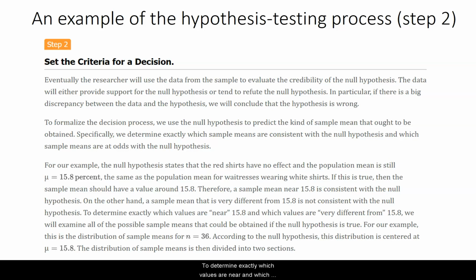To determine exactly which values are near and which ones are very different from, we're going to examine all of the possible sample means that could be obtained if the null hypothesis were assumed to be true. And that's going to be in a distribution of sample means, of course. For our example, this is the distribution of sample means for n equals 36 misogynistic tippers. And according to the null hypothesis, this distribution is centered at a mean of 15.8. So the distribution of sample means is then divided into two sections, likely or unlikely, if you will. And we'll get to that mechanically here in the next slide.